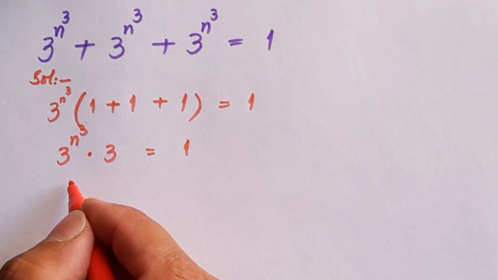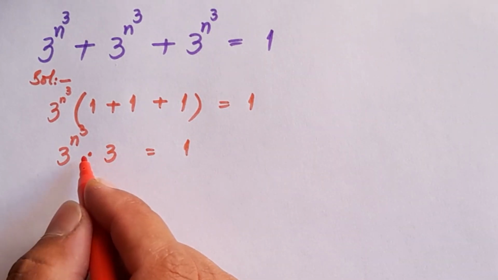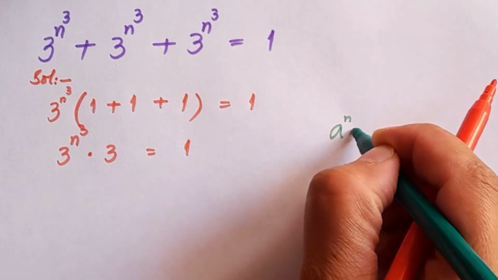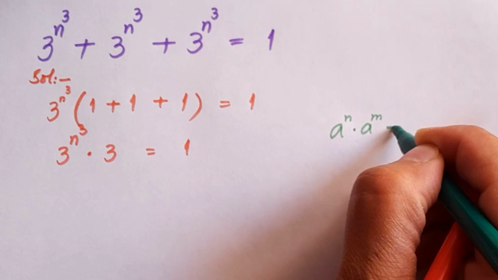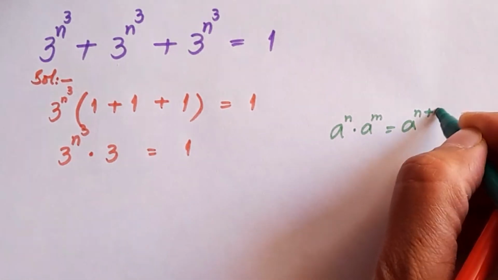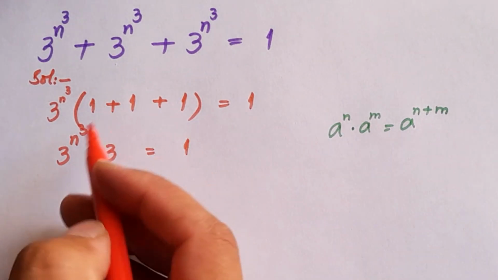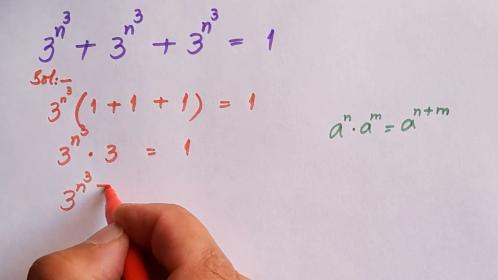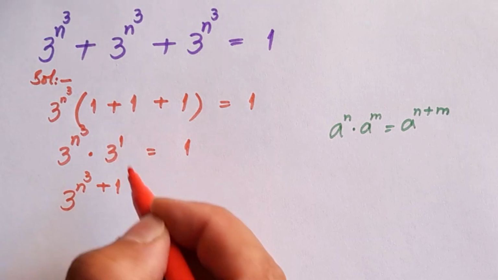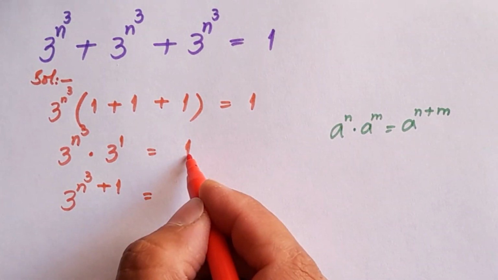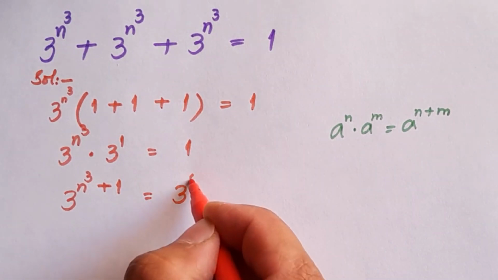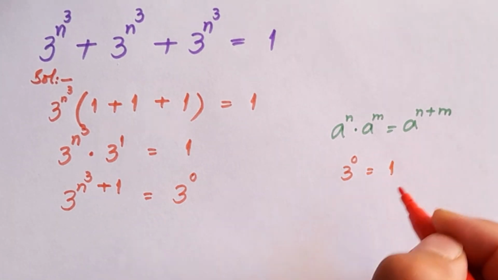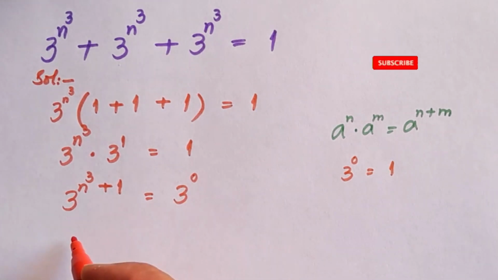Here we are going to add the powers because using the product rule of exponents, a to the power n times a to the power m, we can write as a to the power n plus m. Powers can be added. So we are going to add the powers: 3 to the power n to the power 3 plus 1, is equal to, we can write this 1 as 3 to the power 0, because any number raised to the power 0 is equal to 1. So we can write it as 3 to the power 0.